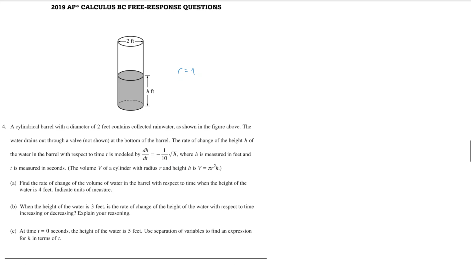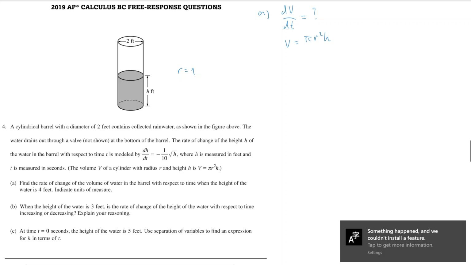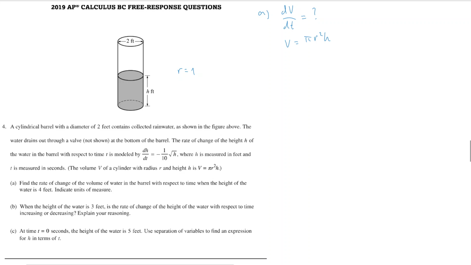And here in question A, we are asked to find the rate of change in volume, so dV/dt, when the height of the water is 4 feet. So we know that the volume of the cylindrical barrel is the area of the base times the height, which is pi r squared times height. And we want to find the first derivative of that.